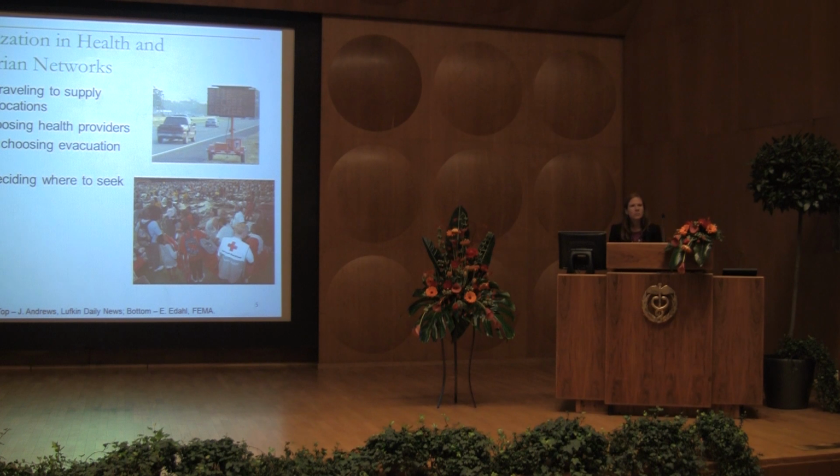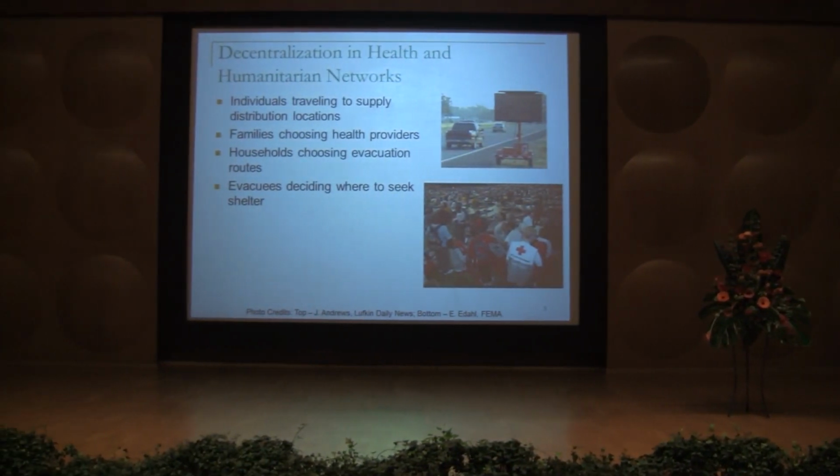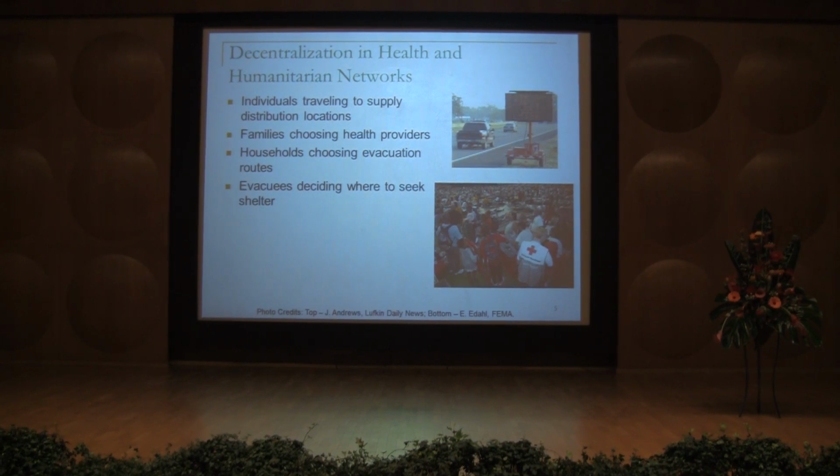We've already heard several examples of decentralization in health and humanitarian networks. I'll point out a few additional ones that particularly motivated this research. The first is that individuals often travel to supply distribution locations, and they decide which, among a number of facilities that might be available to them, the location that they will choose. Similarly, in terms of healthcare provision, families choose among the available health providers, households choose evacuation routes, and evacuees may choose which shelter they will stay in based on the number that are open and the routes that they want to take.